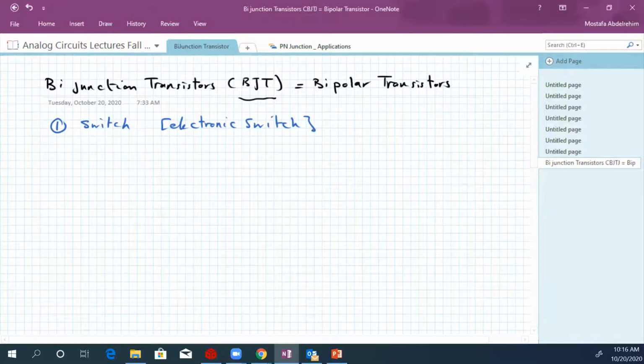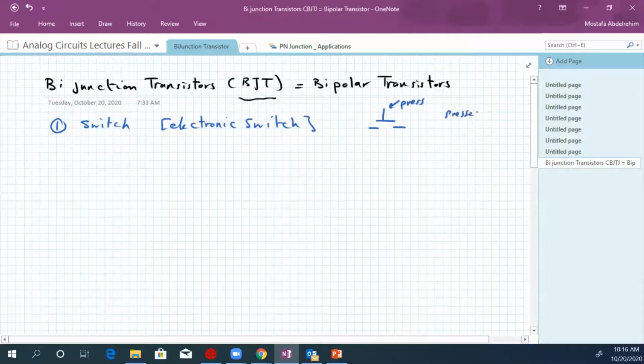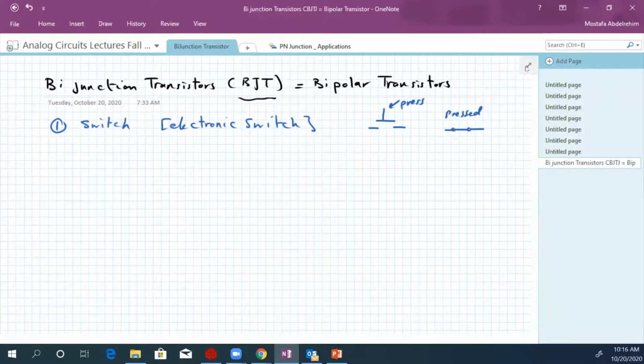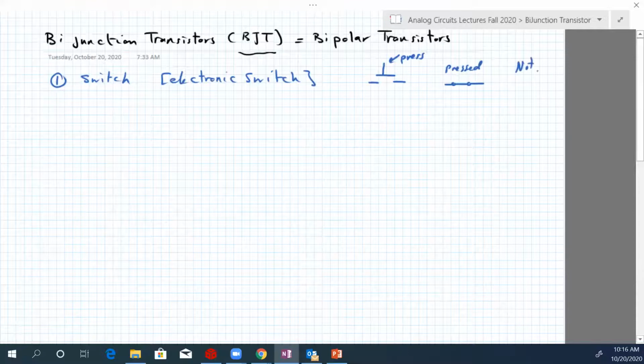If you send some signal, it will be closed, like it acts like a pressed push button switch. If the signal has some other value, it will be off. So if this is a push button switch, you need to press here. Pressed means short, not pressed, it will be open.